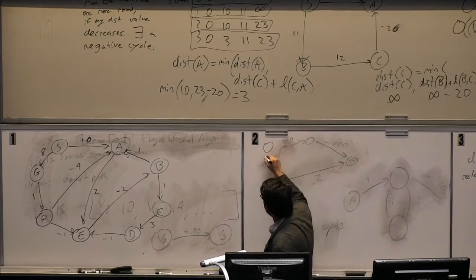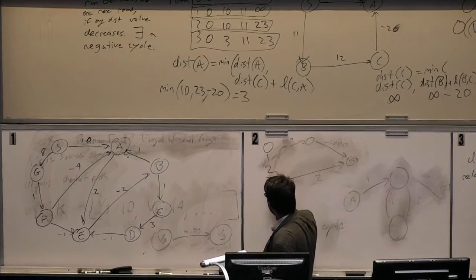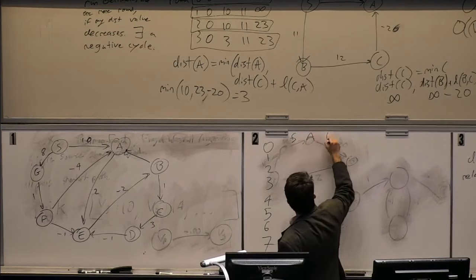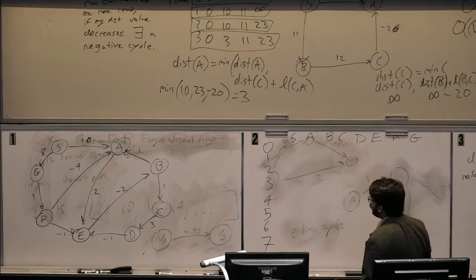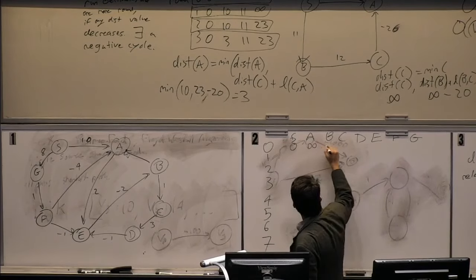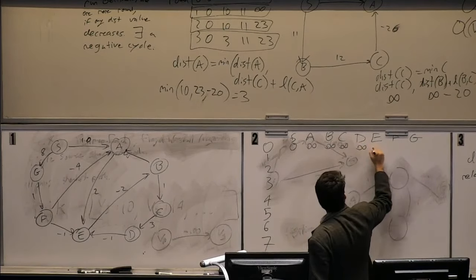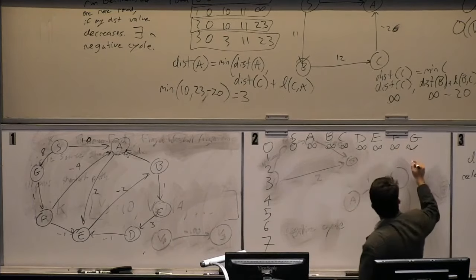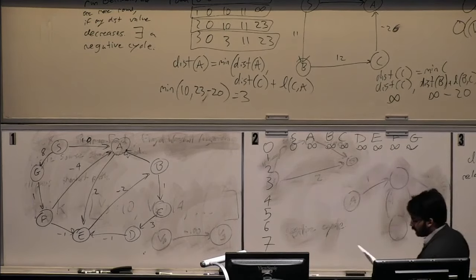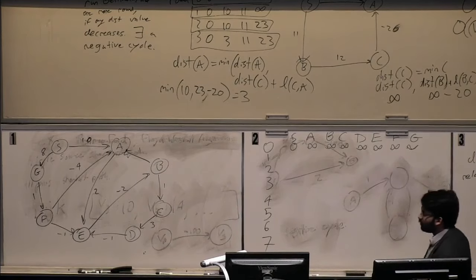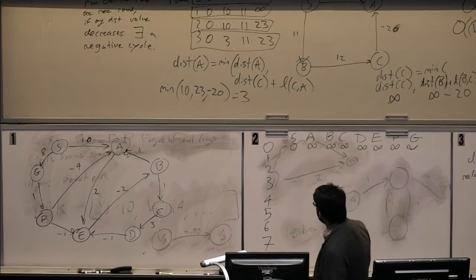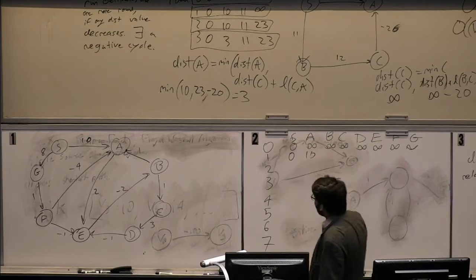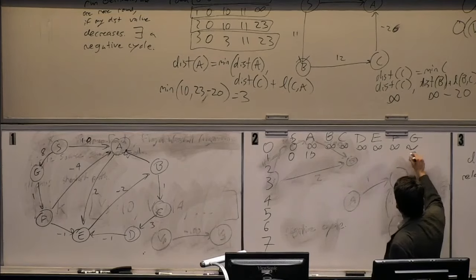Right, we have 8 vertices, so we're going to have 7 rounds. And we have 8 vertices. Right? So first round, it's going to be 0 and infinities for all these. The first round, of course, the only things we'll end up updating are the things that are outgoing of S. So S goes to A is going to update the distance to A to be 10. And S goes to G is going to update that distance to be 8.